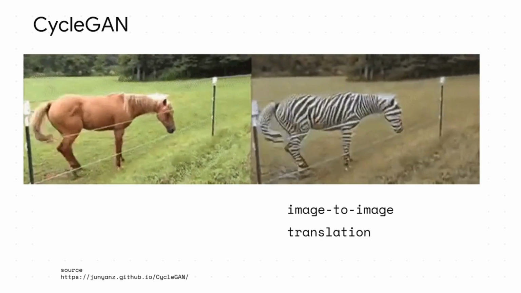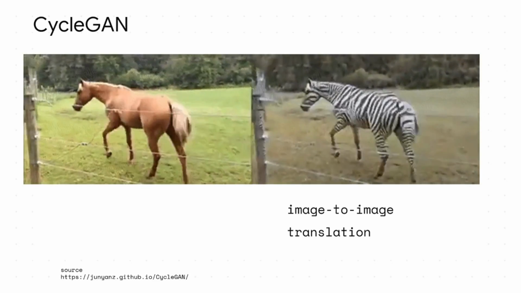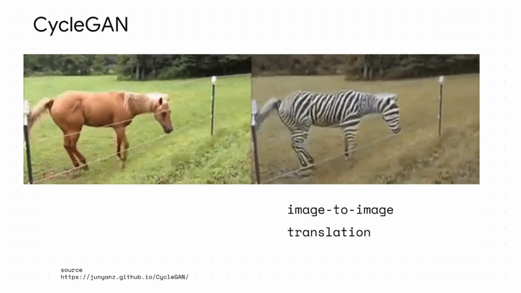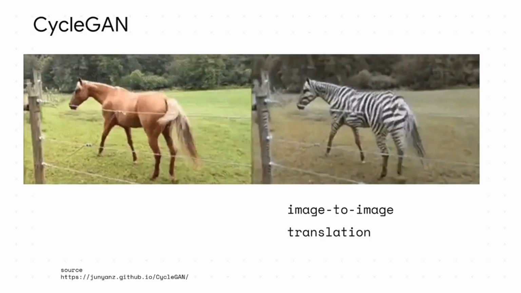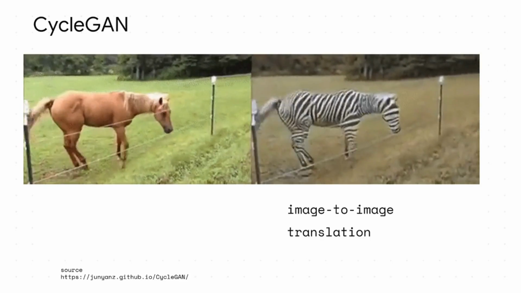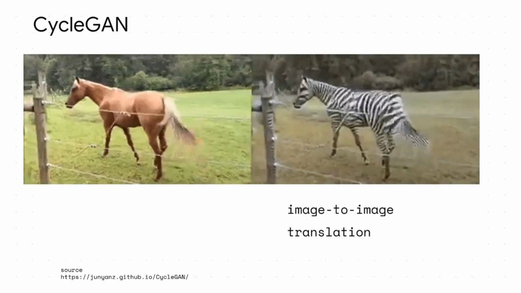So here in StyleGAN, we have features of one item or image being imposed on another image. So the original video here is that of the horse, right? The zebra is obviously a GAN.